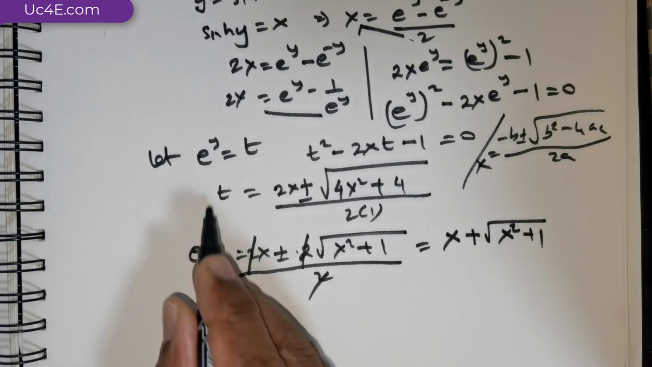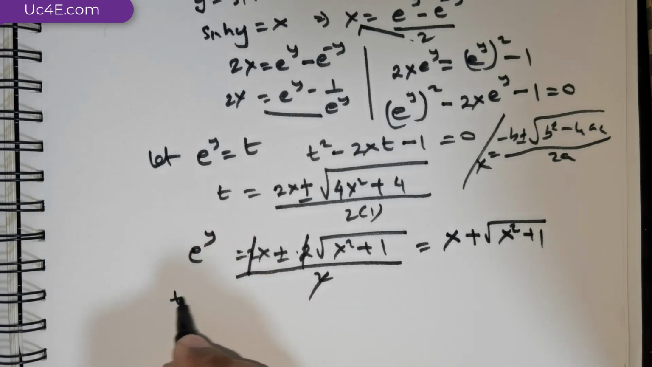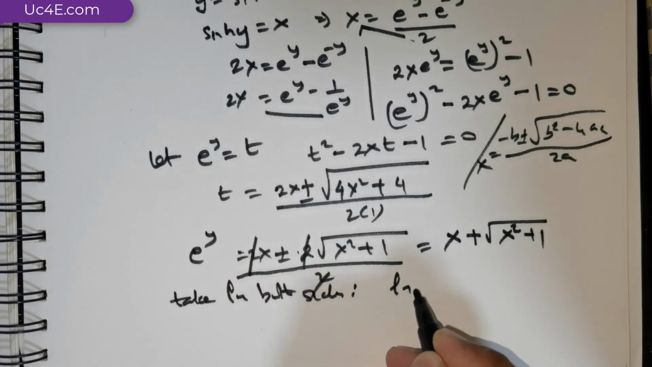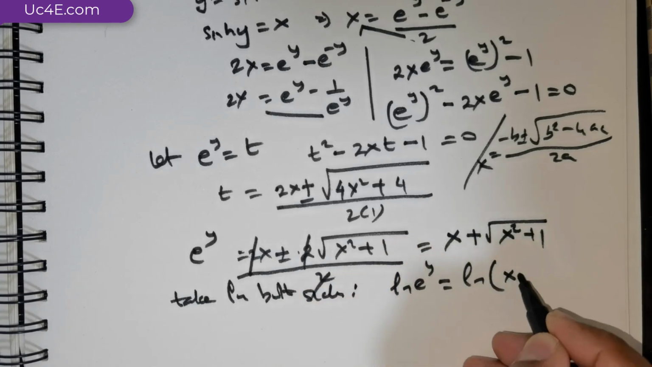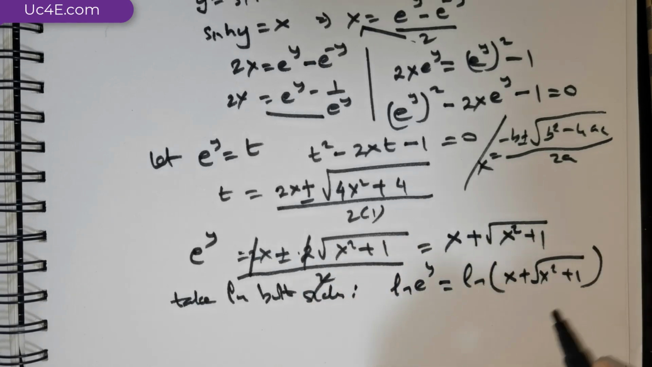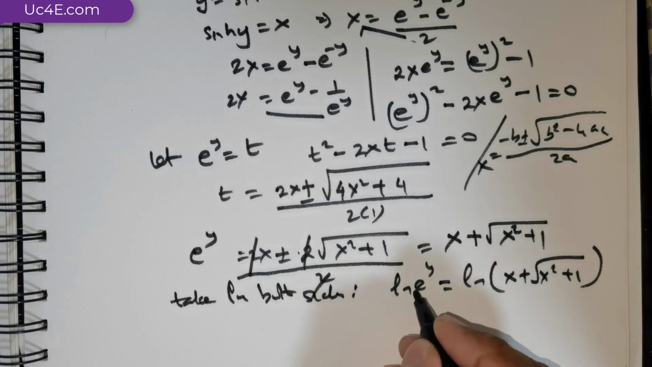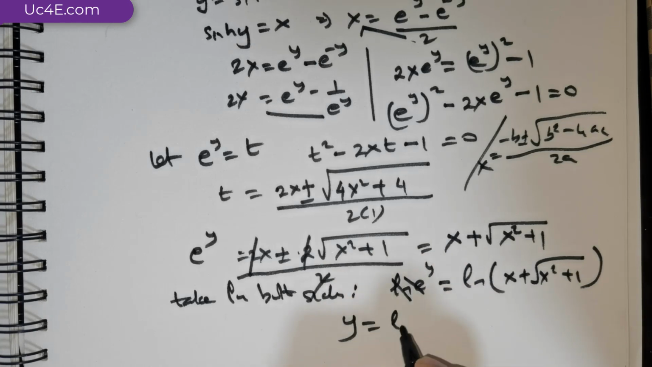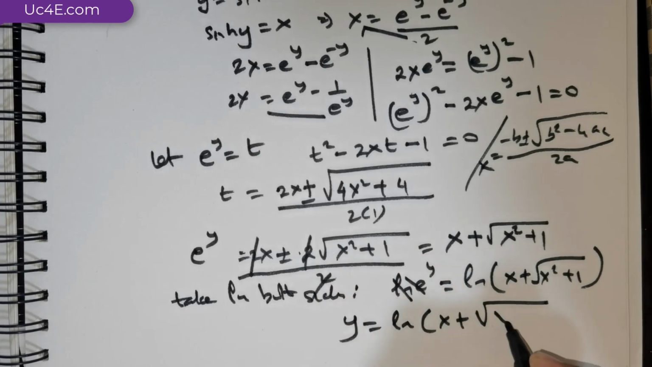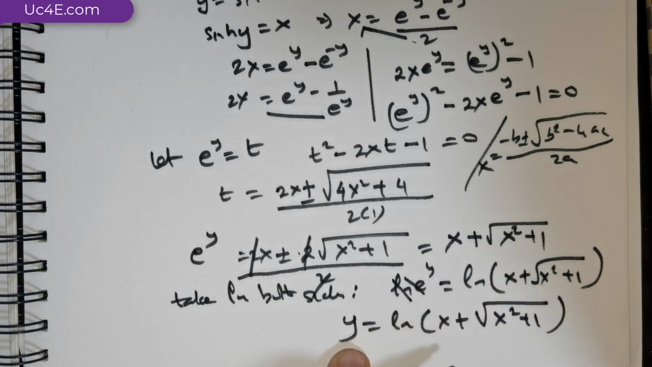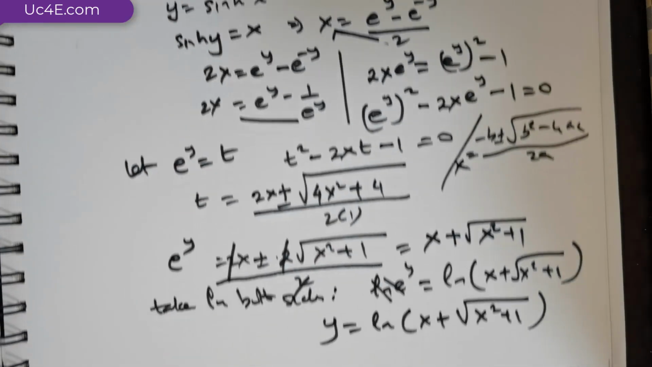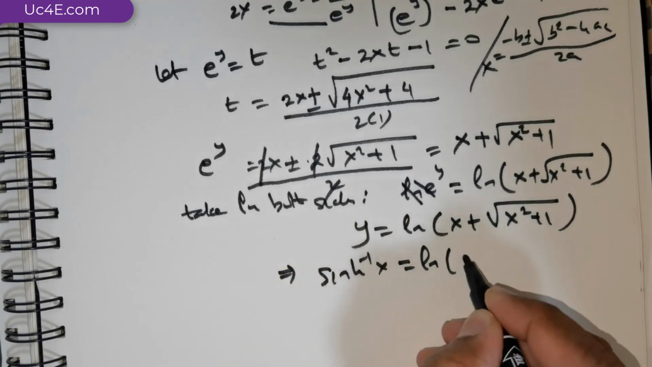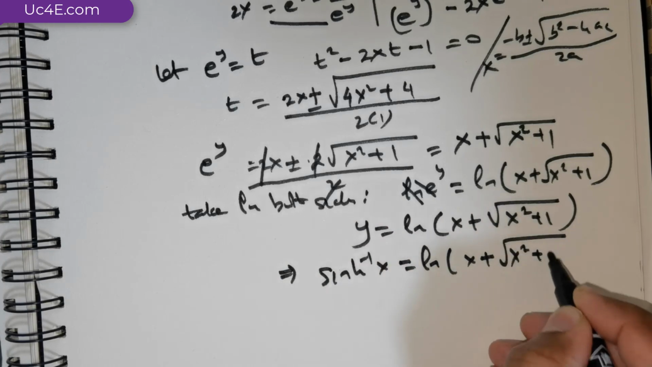But what is t? t is nothing but e power y. So if you were to take ln both sides, what happens when you take ln both sides? You get ln e raised to the power of y is equal to ln of x plus root of x squared plus 1. And since it's a natural log, e and ln, they get neutralized, giving me y is equal to ln of x plus root of x squared plus 1. But what is y? y is nothing but sinh inverse of x, right? So this means sinh inverse of x is equal to ln of x plus root of x squared plus 1.